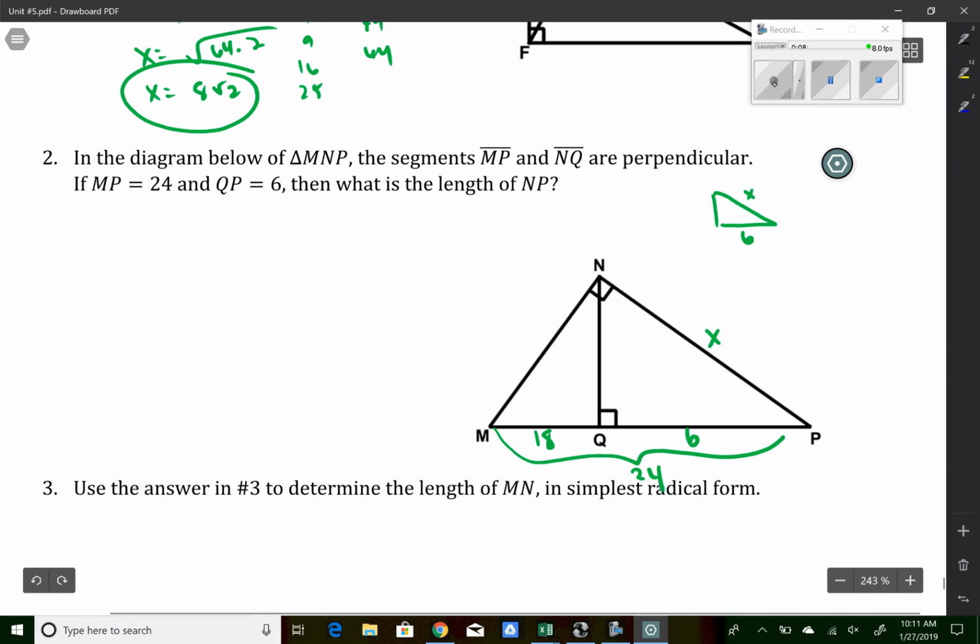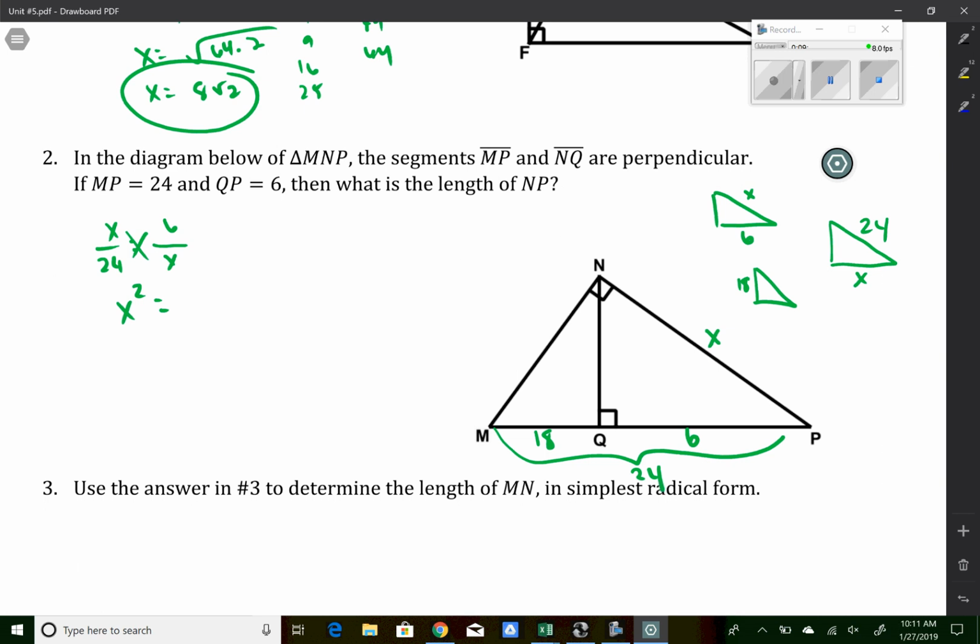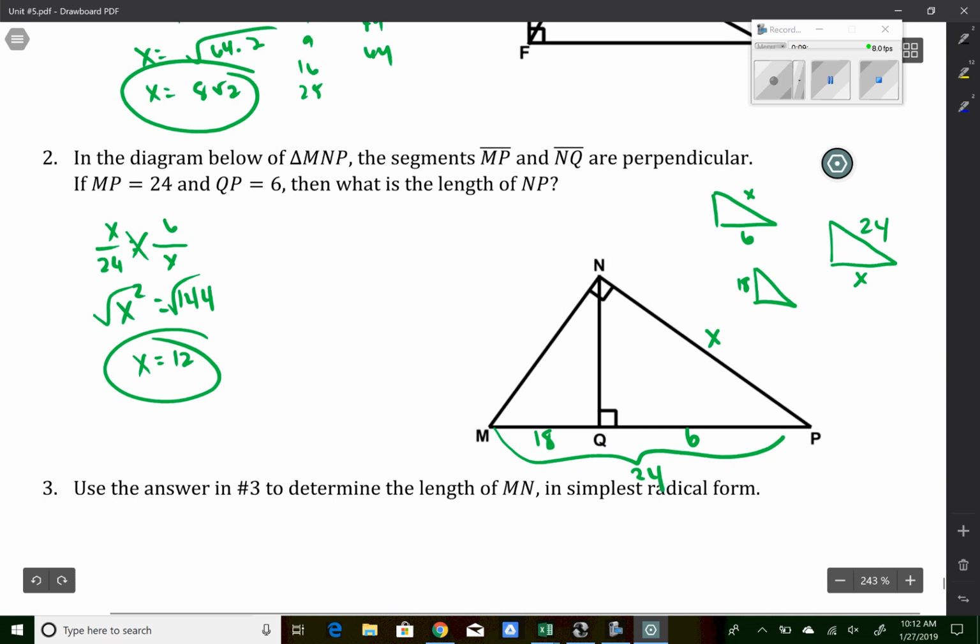If I look at the small triangle, I just have 18. That's all I have for this small triangle. The big triangle, however, I have the hypotenuse is 24, and I have one of the legs, the long leg is X, so I could use those as my comparison. So I could say X becomes 24, same ratio that 6 becomes X, cross multiply. X squared is equal to 6 times 24. So that's 144. Square root both sides. I see 144 is a perfect square. So NP is 12.